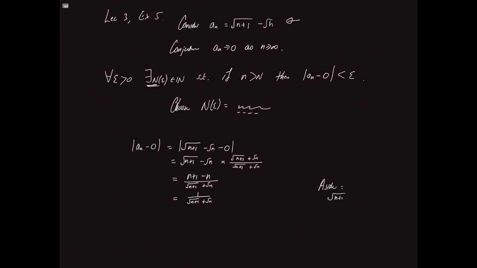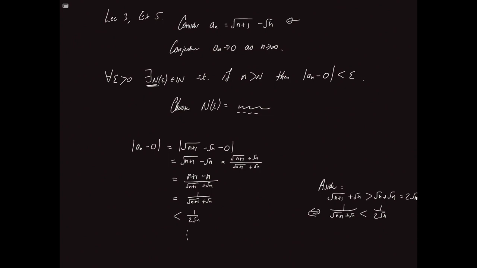Aside. The square root of n plus 1 plus the square root of n is greater than the square root of n plus the square root of n, which is just twice the square root of n. And that means that 1 on the square root of n plus 1 plus the square root of n is less than 1 on 2 square root of n. And now we've got a product instead of a sum, which is really nice. So I can write less than 1 on 2 square root of n.